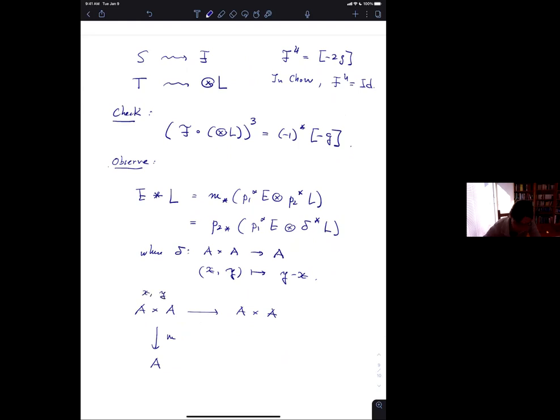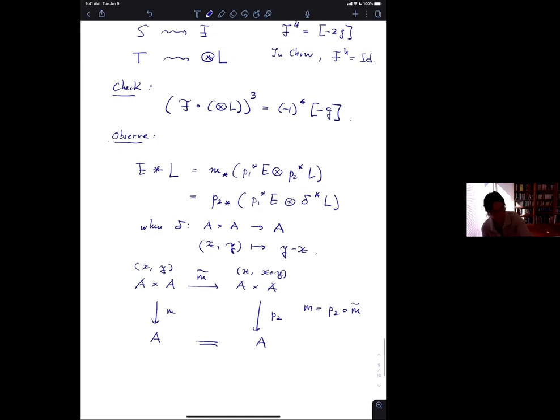We use a map which sends XY to X and X plus Y. So this is an isomorphism. Let's call this M tilde. And now we project on the second factor, this is A. So then this M is actually the composition of P2 with this M tilde. This is the addition map. And upstairs you actually do have an isomorphism.